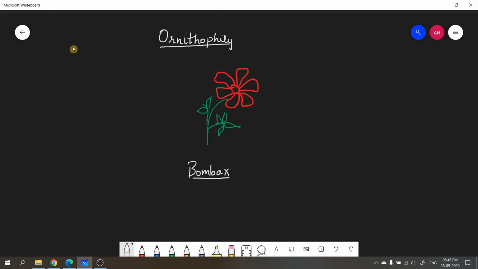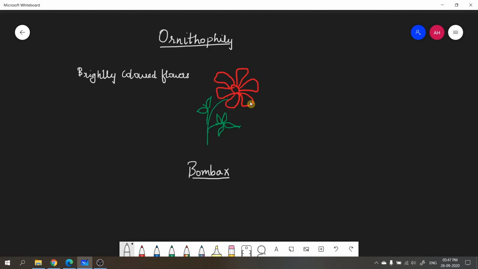Let us now understand ornithophily. As we know that ornithophily is a type of pollination that is carried out by birds. So we will see the adaptations of the flowers that are ornithophilous. So the first and important adaptation is that the flowers are brightly colored. So I'm going to write that down here. Brightly colored flowers. So the one that I have drawn over here is of bombax. You can see the flower of bombax is bright red in color and is quite big enough to attract the birds.